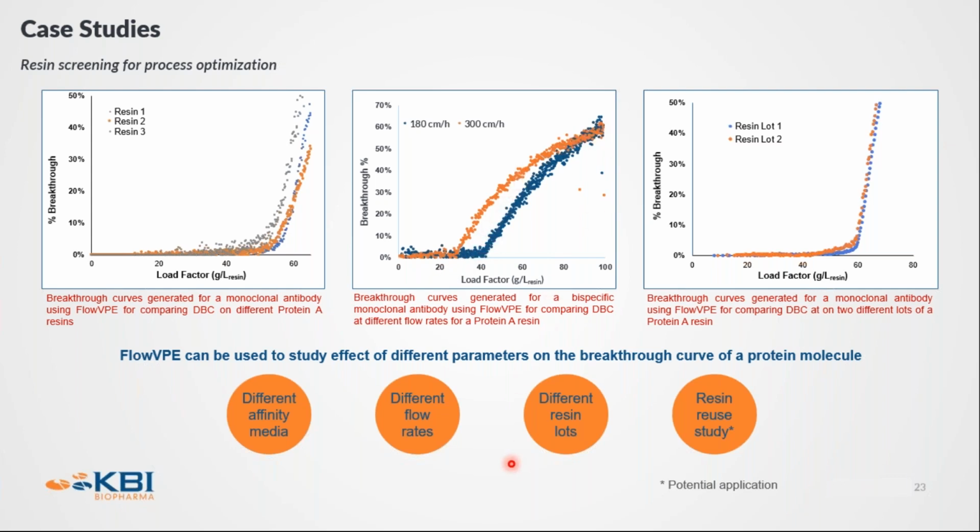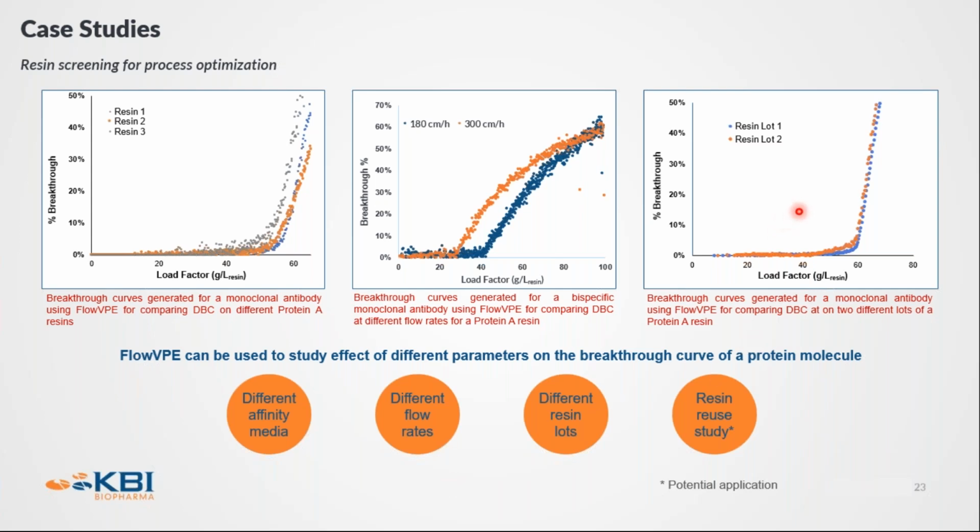So we know that we always want to operate at a higher flow rate just because it gives us a higher throughput, and it helps to reduce the operating time. But then at the same time, if we increase the flow rate, the DBC is reduced. So we wanted to make sure that the residence time is not affecting the DBC to such an extent that it will cause us protein loss. So we determined the DBC at different residence times to select the most optimum operating flow rate. So that is another application.